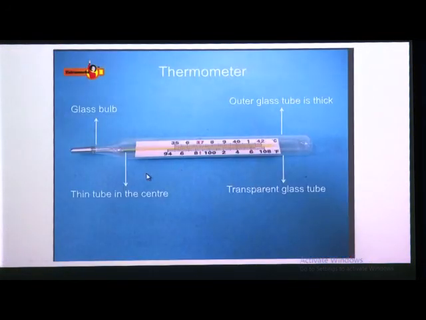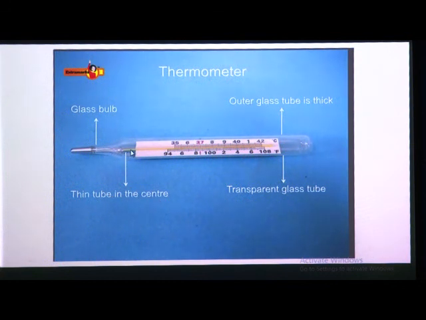Now, we will see what are the parts of a thermometer. What are the parts of a thermometer? This I think you can learn in science, or you might have learned it in science also. Just again I will recall this. This is a glass tube. We are having some scale inside, which will be easily visible because it is a glass tube from the outside. So, we are having a thin tube in the center.